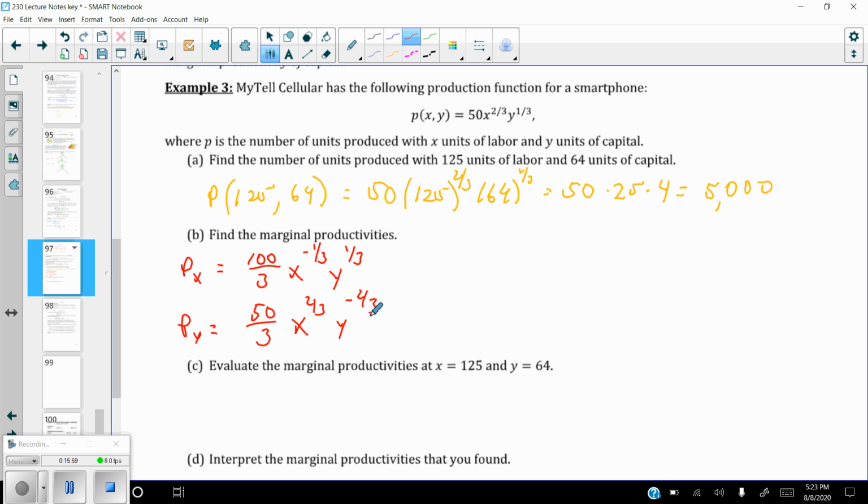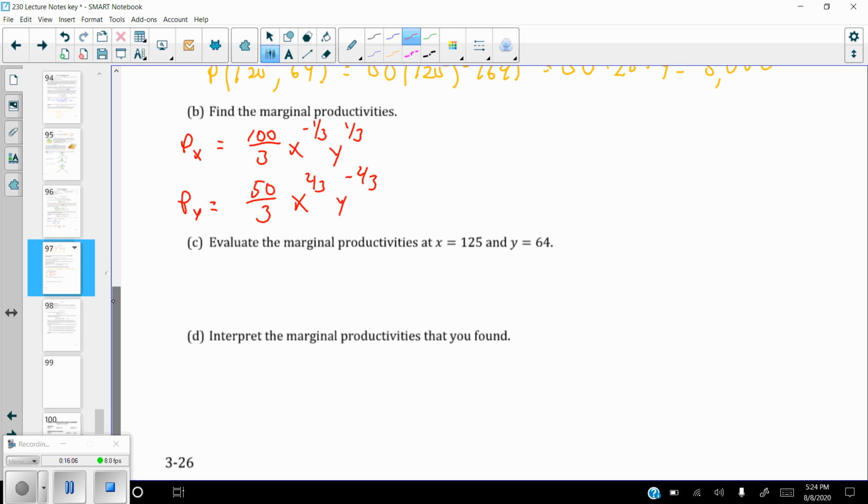So now we want to evaluate the marginal productivities at both 125 and 64. That's just plugging the marginals in. So it's two different ones to do, but it's not hard to do. So P sub x of 125 and 64 is going to be 100 thirds, 125 to the -1/3, and then 64 to the 1/3.